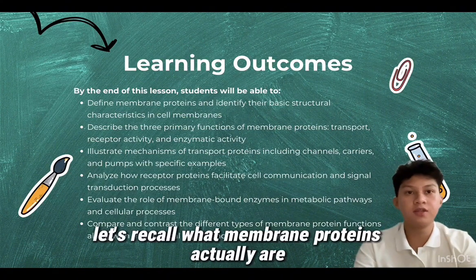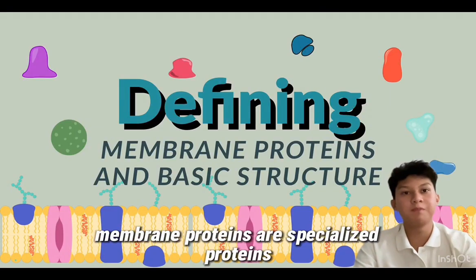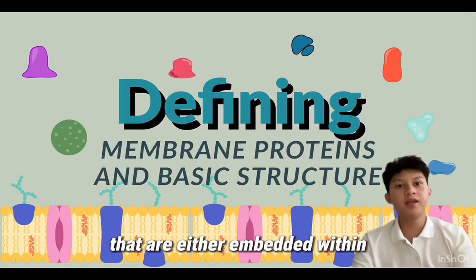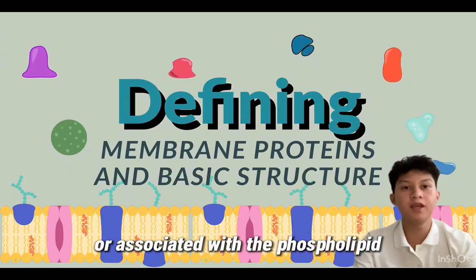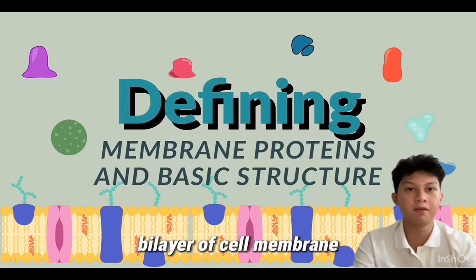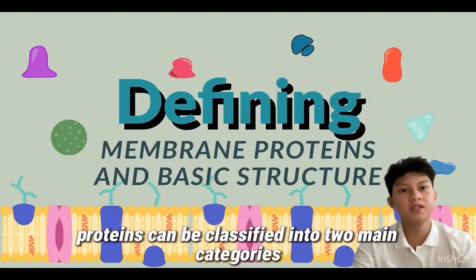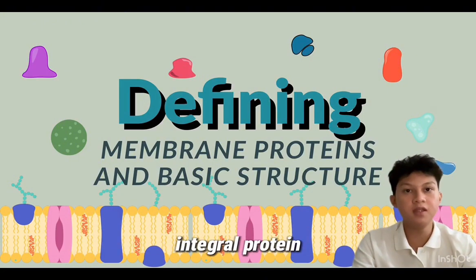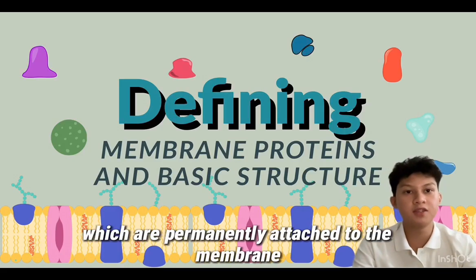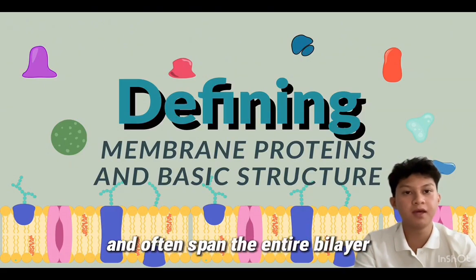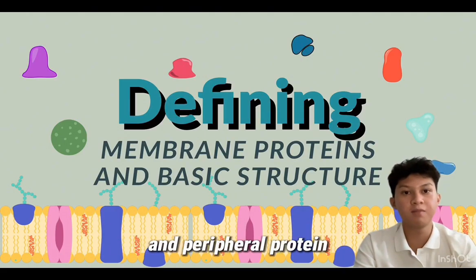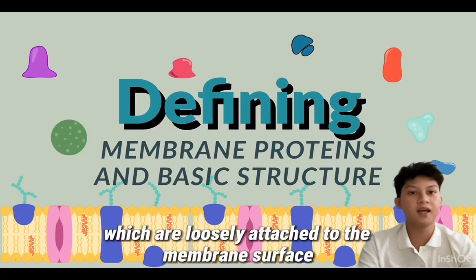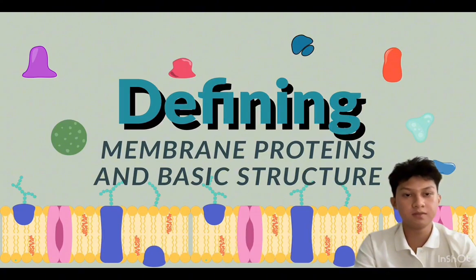To start, let's recall what membrane proteins actually are. Membrane proteins are specialized proteins that are either embedded within or associated with the phospholipid bilayer of cell membranes. These proteins can be classified into 2 main categories: integral proteins, which are permanently attached to the membrane and often span the entire bilayer, and peripheral proteins, which are loosely attached to the membrane surface.